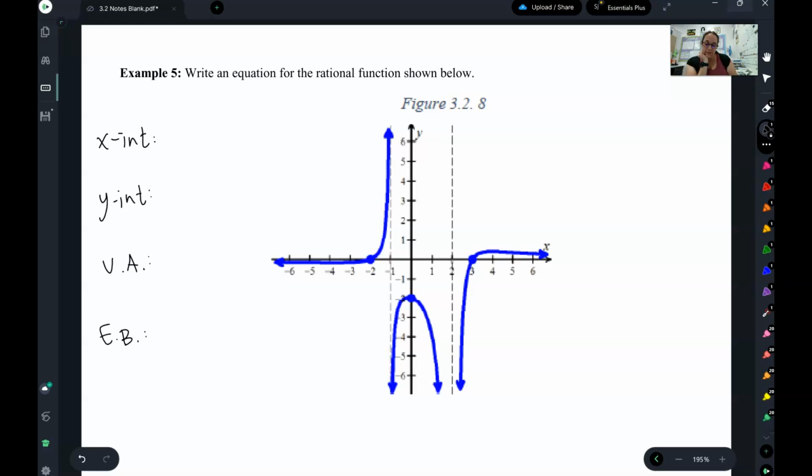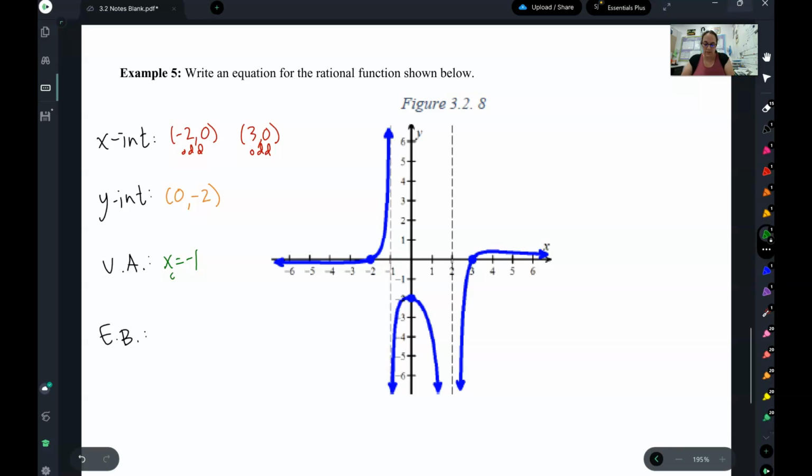So I notice I've got two x-intercepts. I have one at -2, and it looks like that one is odd. It crosses through. And I have one at 3, which is also odd. It crosses through. Next, I've got a y-intercept here at -2. Next, I have a vertical asymptote at -1, and it looks like it's odd.